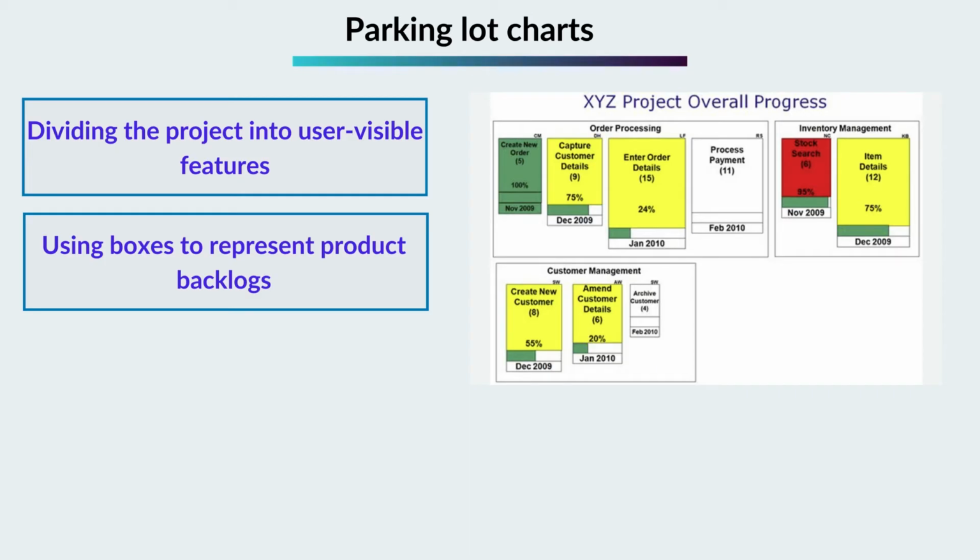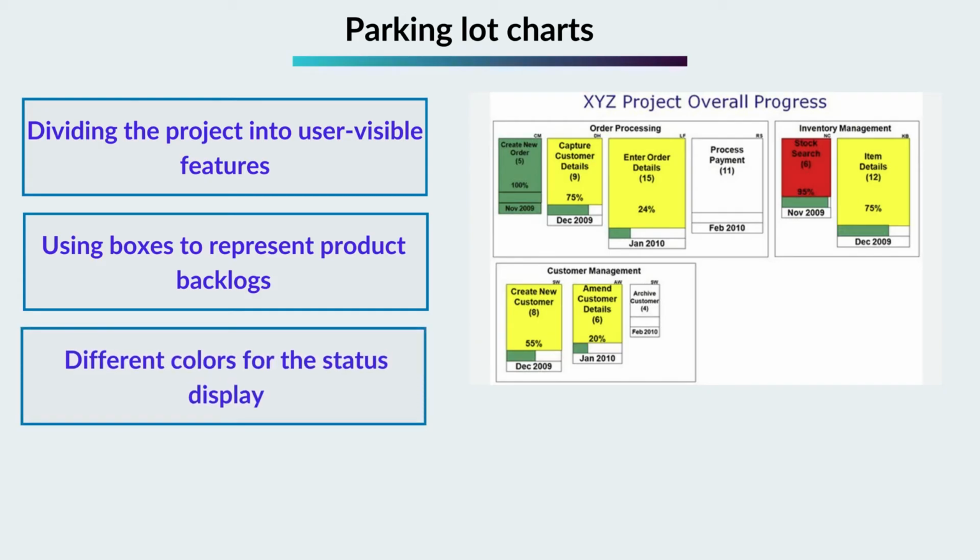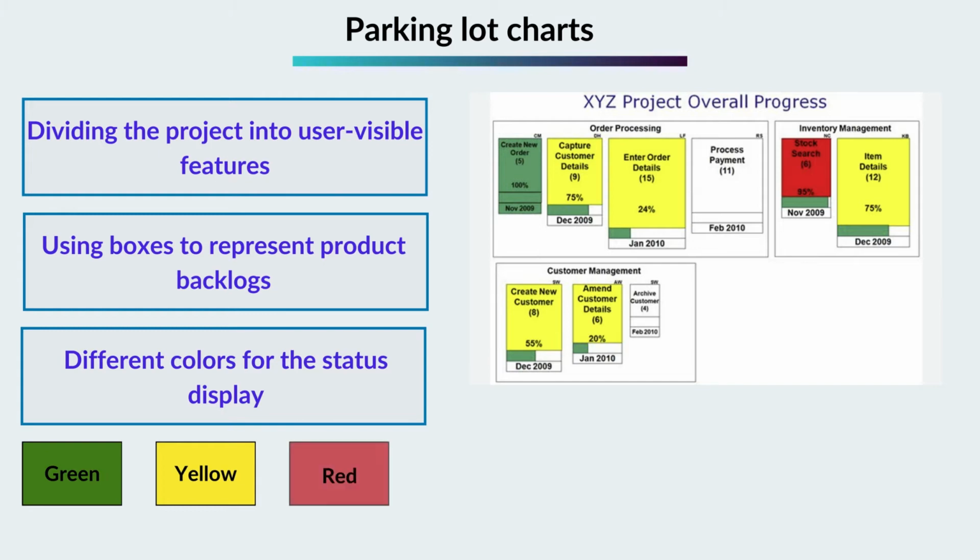Different colors for the status display. To visually convey the status of each feature or item in the product backlog, different colors are used, typically representing the various stages of work. Green represents that the feature has been successfully completed and implemented. Yellow indicates the features which are in progress. Red flags the features which are behind schedule. White represents the features which are planned but not started.